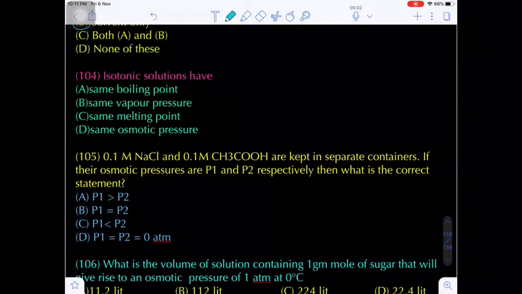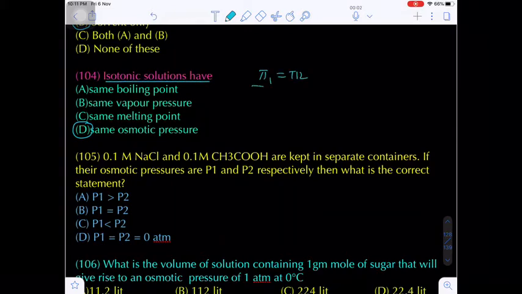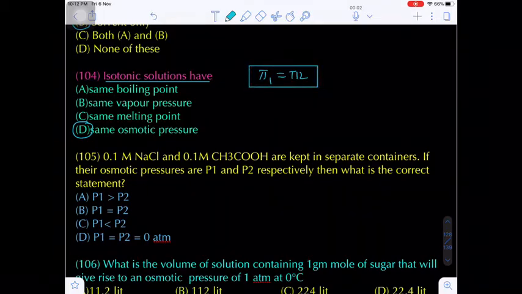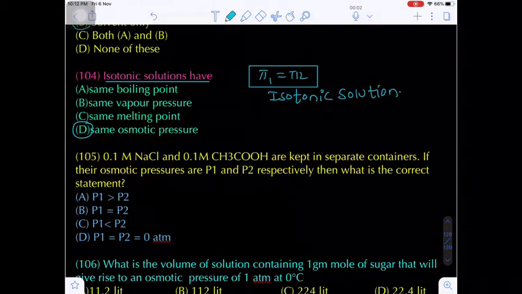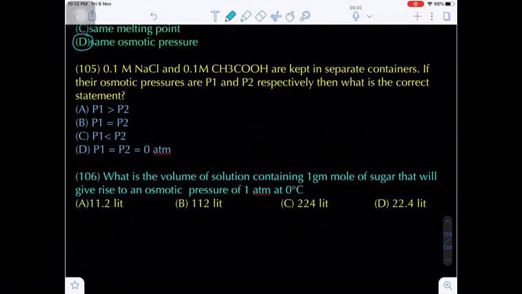Now question number 104. Isotonic solutions having what? Same osmotic pressure. Isotonic solutions in the sense of same osmotic pressure. When two solutions have the same osmotic pressure, such solutions are known as isotonic solutions. At a given temperature, if two solutions have the same osmotic pressure, then they are said to be isotonic solutions.